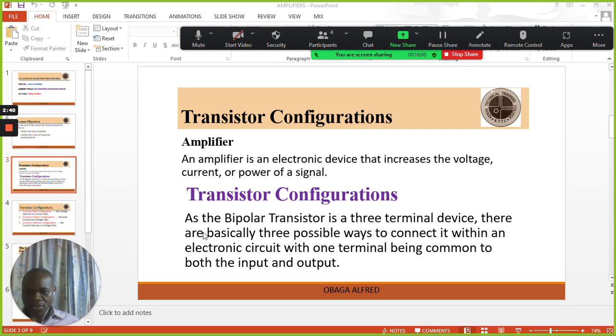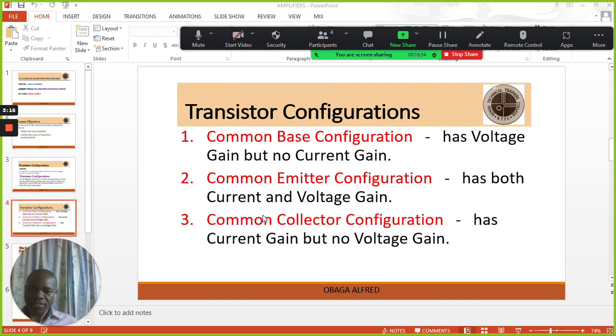In transistor configurations, we know that the transistor has three terminals, and depending on how you connect these terminals, it produces three ways which we call configurations. A bipolar junction transistor is a three-terminal device, so there are basically three possible ways to connect it within an electronic circuit, with one terminal being common to both the input and the output. The three configurations are the common base configuration, the common emitter configuration, and the common collector configuration. The common base configuration has a voltage gain, but no current gain. The common emitter configuration has both current and voltage gains. And the common collector configuration has current gain, but no voltage gain.